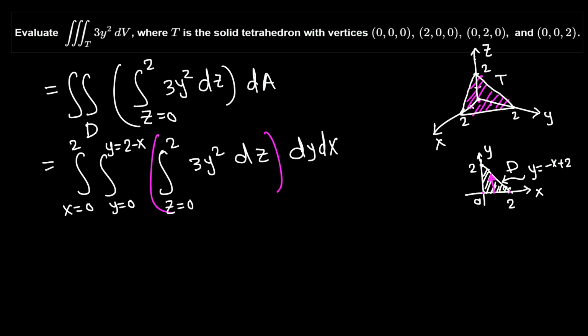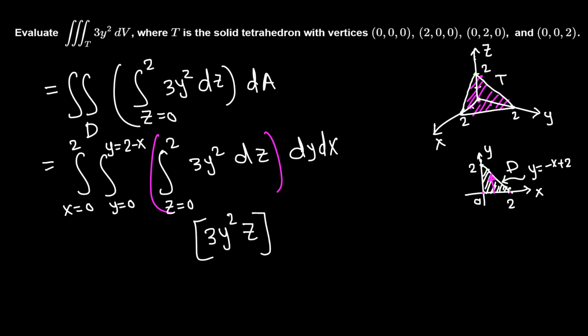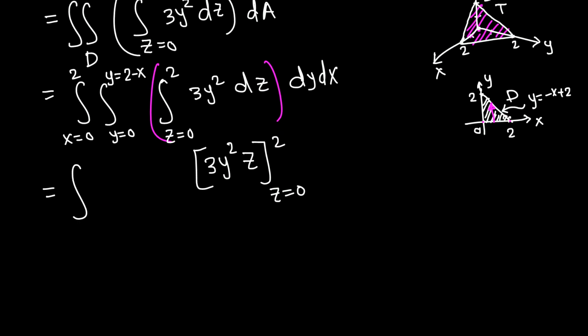Now let's evaluate this. Okay, it should be easy, and find the antiderivative of 3y squared with respect to z. This behaves like a constant, so this is just 3y squared z, and we evaluate z from 0 to 2. Okay, and we have outside x from 0 to 2, y from 0 to 2 minus x, dy dx, replace z by 2 upper limit and lower limit 0, z equals 0 makes this thing 0, so there is no contribution from lower limit. So let me do the details here.